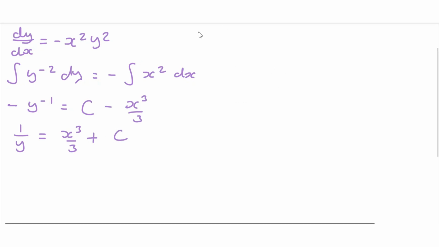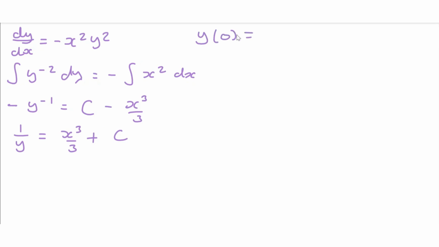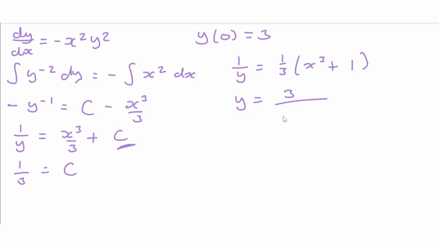Let's say we have some boundary conditions, say y(0) is equal to 3. You'd be given that in a question if they wanted to give you boundary conditions, and that allows us to find this constant c. So this is saying that when we put x is equal to 0 in, y is equal to 3. If we substitute that in, we get 1 over 3 is equal to c. Okay, so using that we can now find our full solution. So 1 over y is equal to 1/3 x cubed plus 1, which gives us y is equal to 3 over x cubed plus 1.